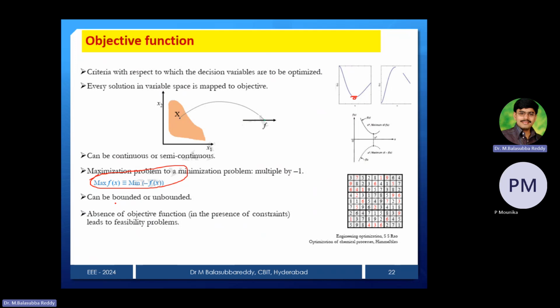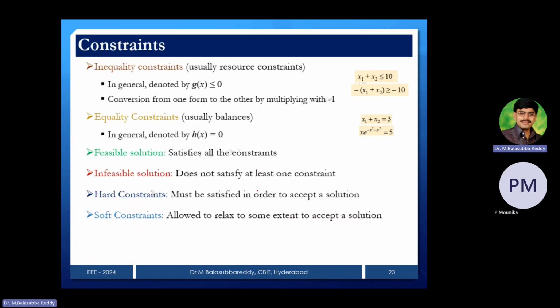So it can be bounded or unbounded, with the objective function absent or present along with constraints. You can see that any objective function is subjected to constraints. That is all introduction only; then we'll see some classifications. After that, we'll move on to constrained problems and unconstrained problems as well.